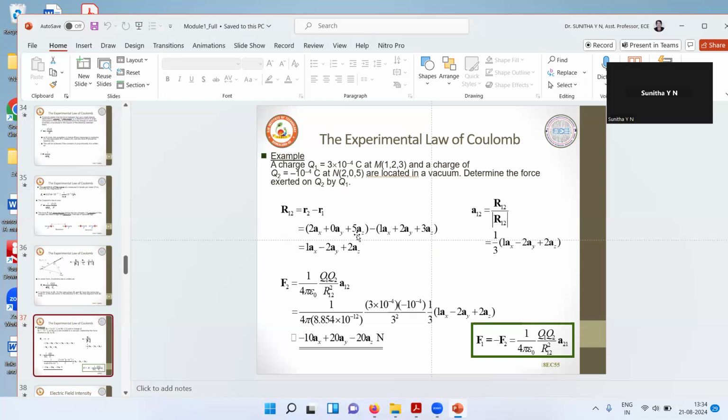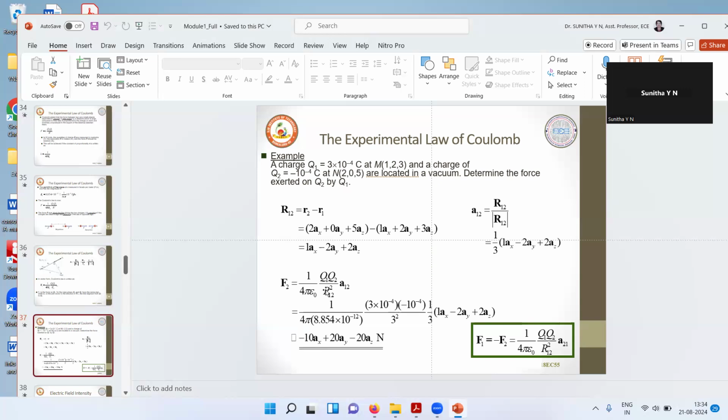This is how we have constructed the vector R12. Vector R2 is the distance of Q2 from the origin minus the distance of Q1 from the origin. So R2 minus R1, we have done it. We got the vector R12 here. Now the unit vector, how to compute? It is R12 divided by its modulus. So the R12 vector we have just computed by computing R2 minus R1. And here R12 divided by modulus of R12, we have done it to get a unit vector in that direction.